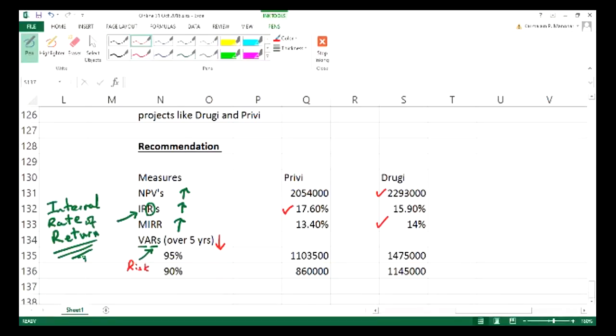So now when we look at risk levels and you want a lower risk at the 95% level, 1.475 is too high, and we now prefer Privy. So we want Privy for both. Oh, look at that. Yes.